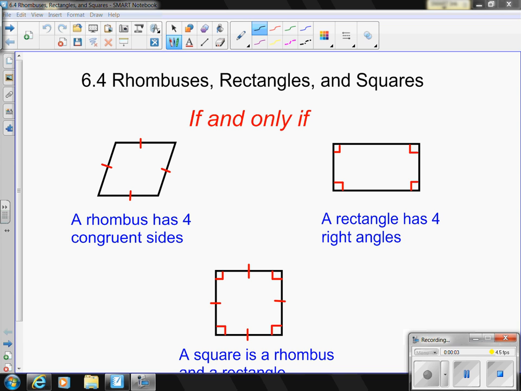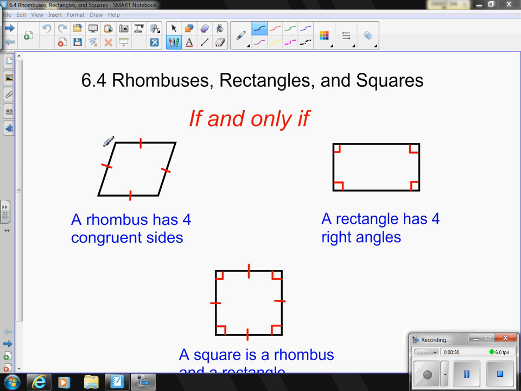In 6.4, we're going to start talking about special types of parallelograms: rhombuses, rectangles, and squares. And the definition of a rhombus is going to have "if and only if" in it. So a parallelogram is a rhombus if and only if it has four congruent sides.